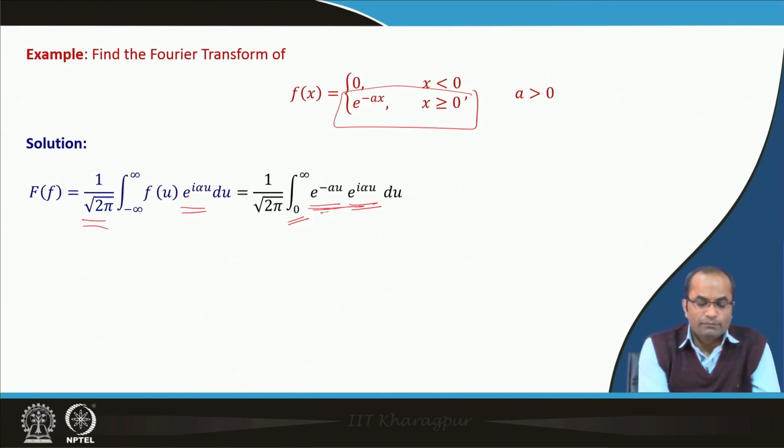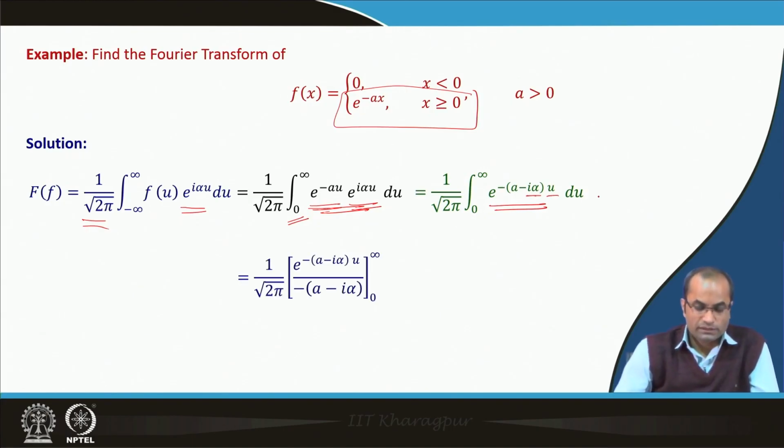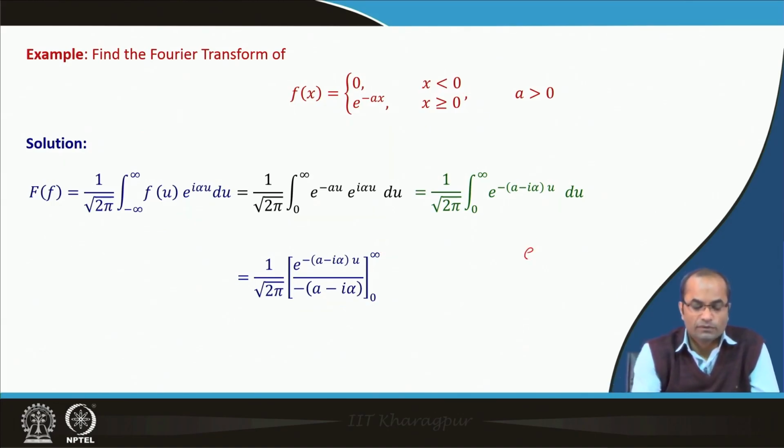These can be combined now, since we are working with the exponential function. Here the integrand is with minus a and then minus alpha I with u, and then we have this du there. This can now be integrated, this exponential function, to give this minus a minus I alpha in the denominator, and then we have these limits 0 and infinity. So we have to see what is happening to this e power minus a and minus I alpha u when u goes to infinity.